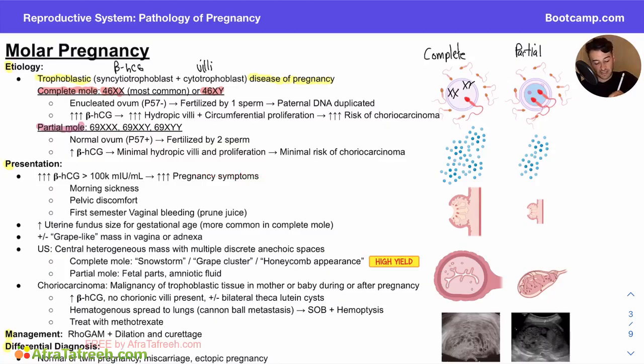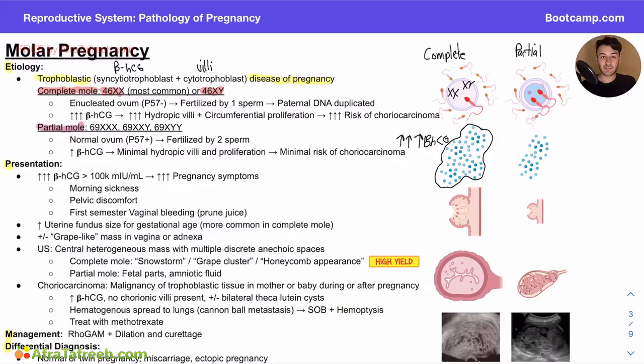So let's talk about what happens after we get this duplication of the same genetic material. Essentially, we're going to get domination of the pregnancy by syncytiotrophoblastic and cytotrophoblastic tissue. So we're going to see this as an increase in beta HCG. And this is going to be a massive increase. All these blue dots that I have here are showing the beta HCG, and we're going to get massive amounts of this beta HCG. That's going to be super important.